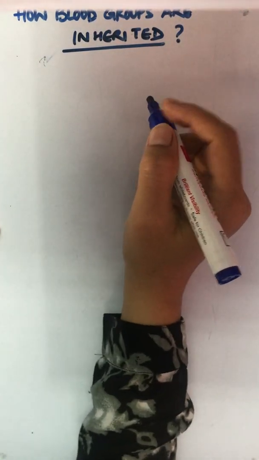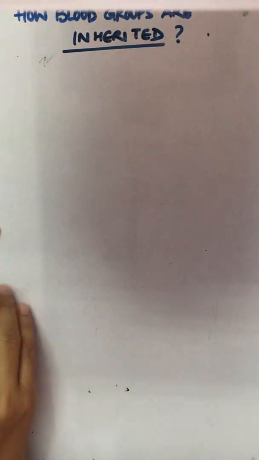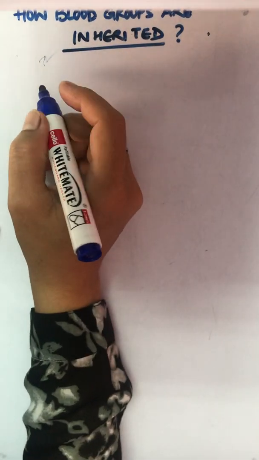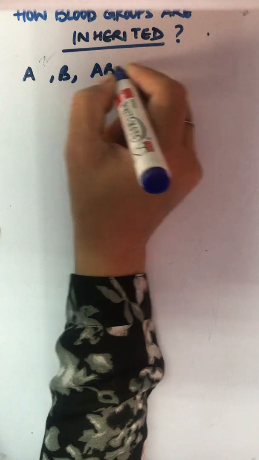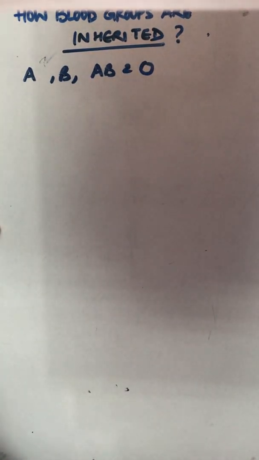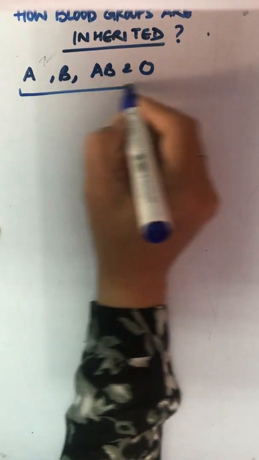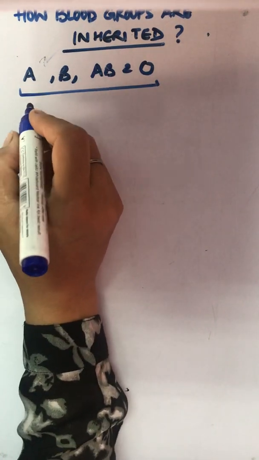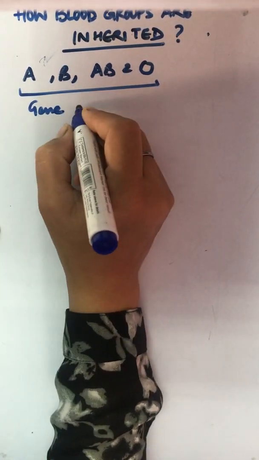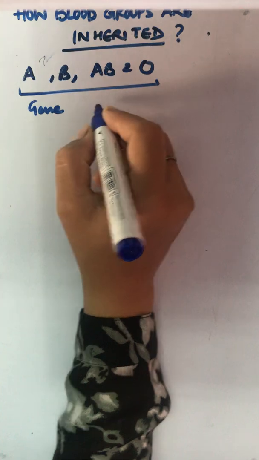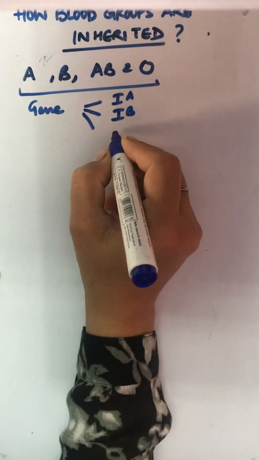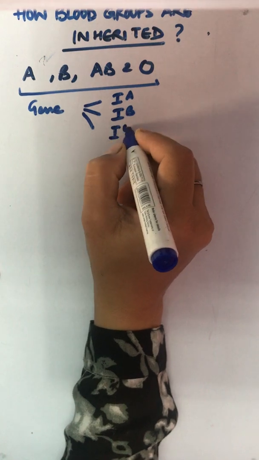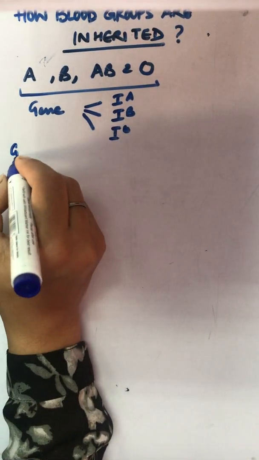Moving to our topic, how blood groups are inherited. Now, a person has one of the four blood groups. We know that A, B, AB, and O. This blood group system is controlled by a gene which has three different forms denoted by the symbol IA, IB, and IO.